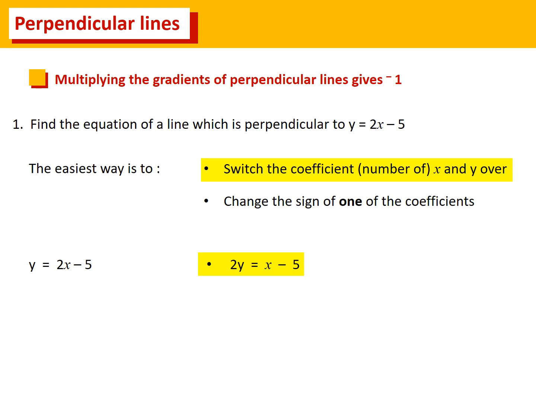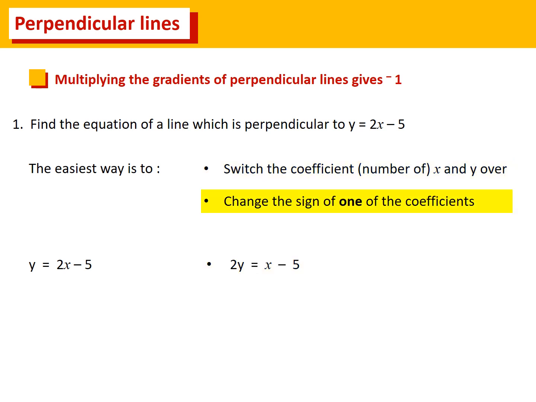So the 2x swaps now with the y and becomes 2y, so the coefficient of x is 2. We now make that the coefficient of y, and the coefficient of y originally was 1. There's a 1 there in front of the y. That's now the number of x. So by swapping over the coefficients, and then the second step, change the sign of one of the coefficients, both these are +2, +1. If we change one of those, and I've changed the 2y to -2y, you'll find that this line is now perpendicular.